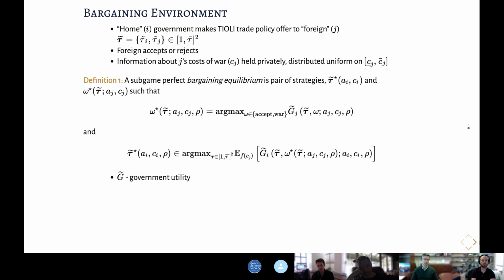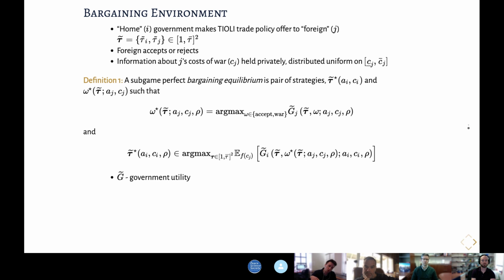And an equilibrium in this interaction is just a pair of strategies, one for the foreign country, which is just a mapping between the offer that they receive from the home country and a choice of whether or not they want to accept that offer or go to war. That's omega star. And then given its expectations about whether the foreign country is going to accept that offer, home is going to optimally calibrate its offer in order to maximize its utility over the probability that it gets accepted versus the probability that it has to fight. And that equilibrium offer is going to be called tau tilde star.